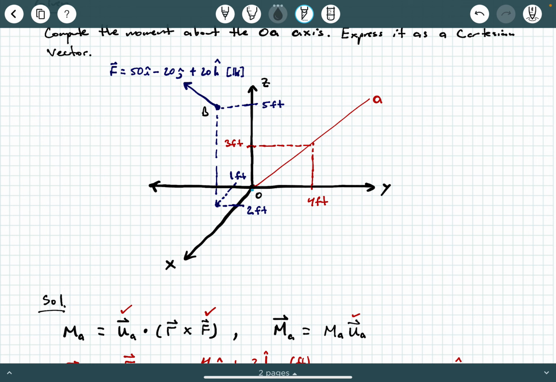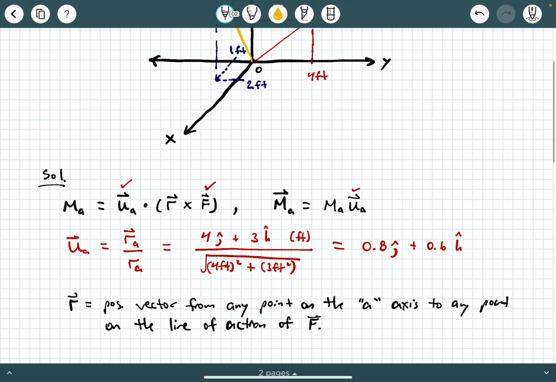Well, a convenient point on the OA axis is just the origin, right? 0, 0, 0. So how about I use that? I mean, it's on the axis, so I can use that. And then a convenient point on the force vector that I can use is this point B at the tail, right? So how about I do that? How about I extend my position vector from O to B right there? I'll draw that a little bit better for us. O to B. And I use that as my position vector.